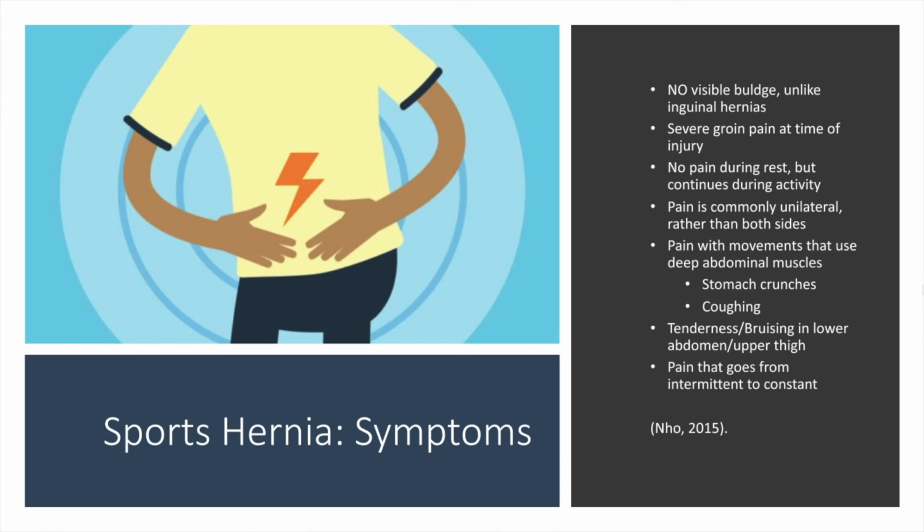You may also see tenderness or bruising in the lower abdomen or upper thigh. And sometimes with sports hernias, pain can go from intermittent to constant.